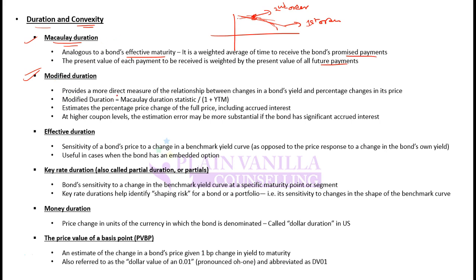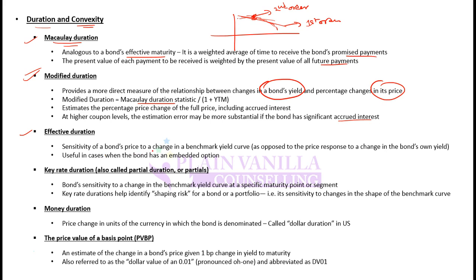Modified duration provides a direct measure of the relationship between change in bond yield and percentage change in price. You are linking price with change in bond's yield, and its formula is Macaulay duration divided by 1 plus yield to maturity. At higher coupon levels, estimation error may be more substantial if the bond has significant accrued interest. So if you have more coupons, then the calculations become more complex and there can be more estimation errors.